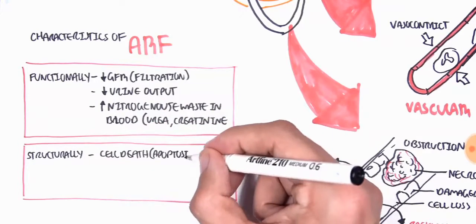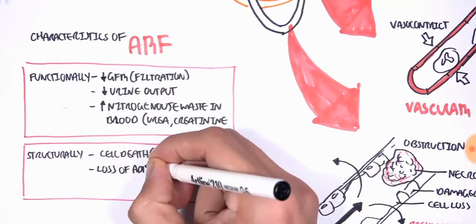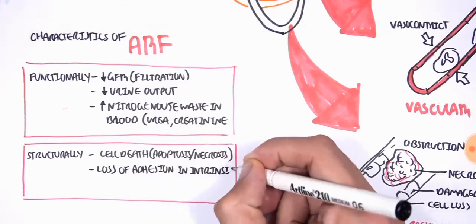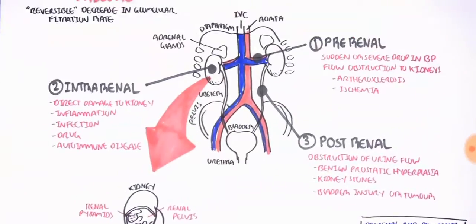Structurally, in acute renal failure, we have cell death due to apoptosis or necrosis, as well as loss of adhesion to intrinsic renal cells. And this will lead to obstruction and stuff like that.